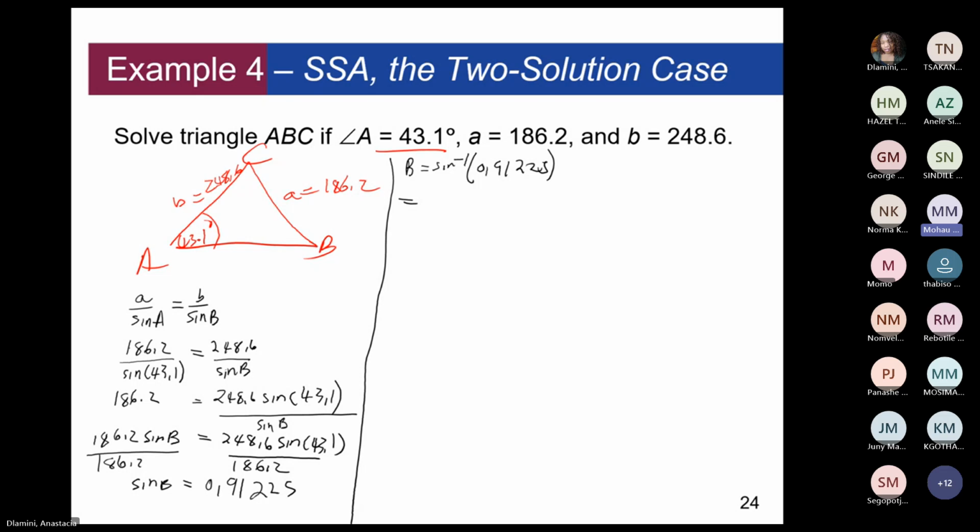Sorry, ma'am, it's correct. This answer is correct. I'm also getting 0.9. Okay, let's put it into 1, 2, 3, 4, 5 decimal places. So you get what?